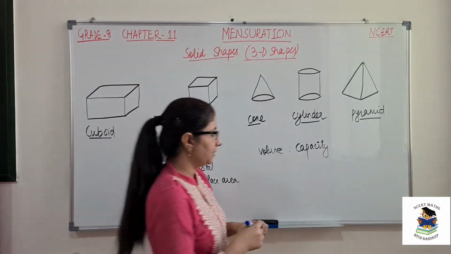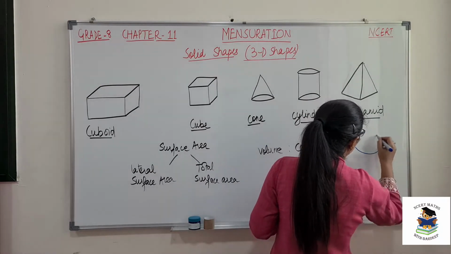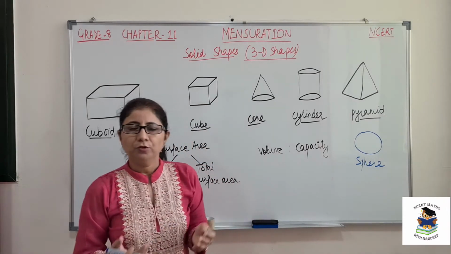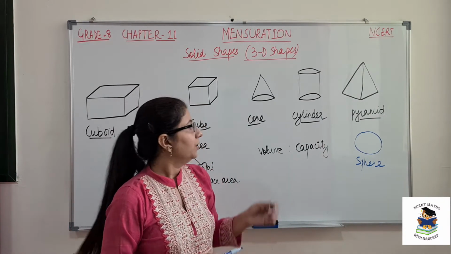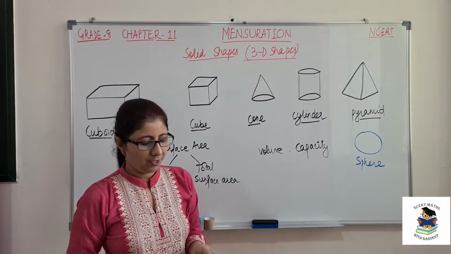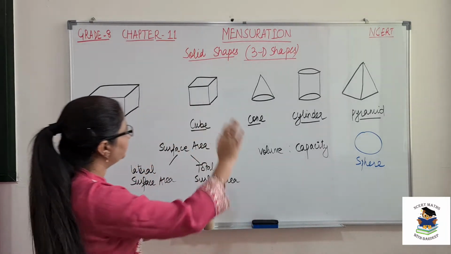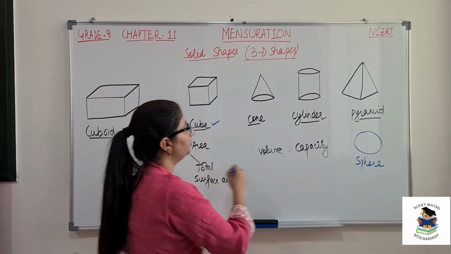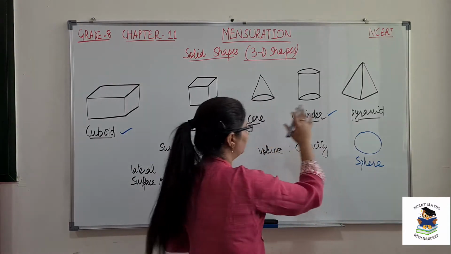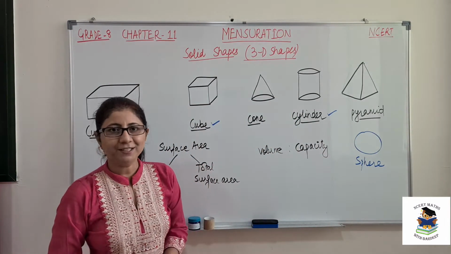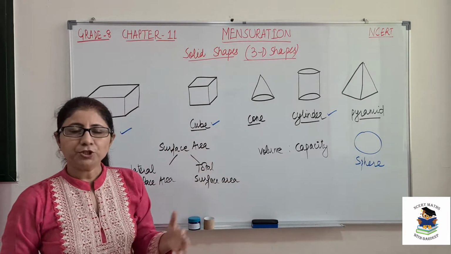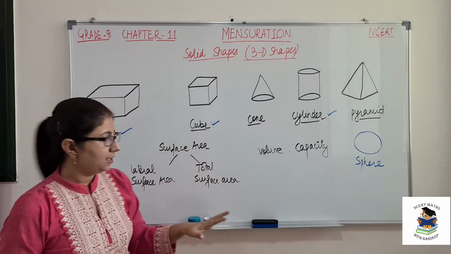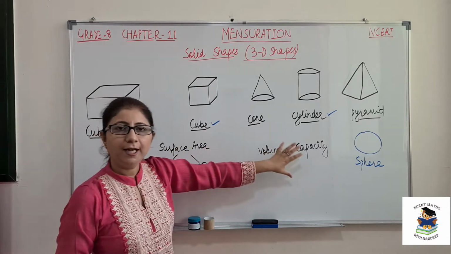There are some more shapes like sphere. So sphere is also a 3D shape, just like your football or basketball. So sphere is also a 3D shape or solid shape. Whatever shapes are given in this chapter, we will consider cuboid, cube and cylinder. This cone and sphere you will do in your 9th grade. But in mensuration we need to measure a few values. So the values we are going to study in this chapter are surface area and volume.